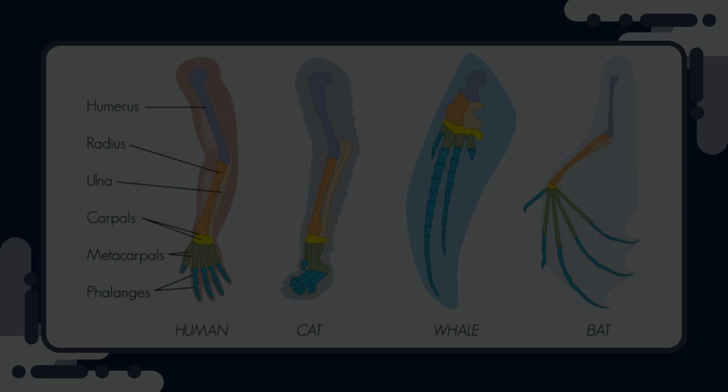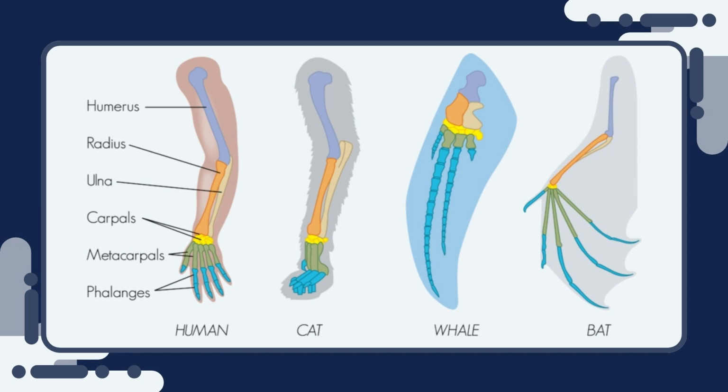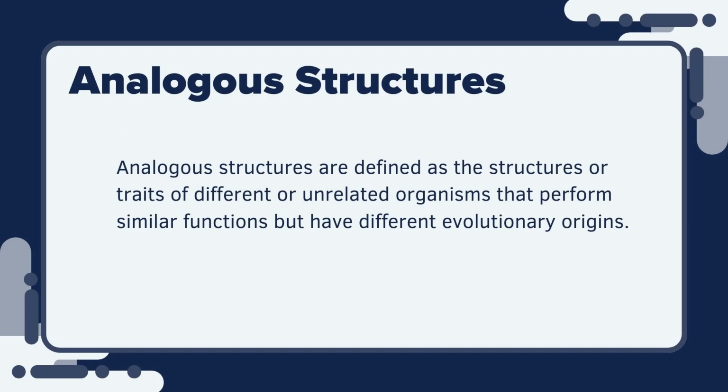Take this for example: a human arm, a leg of a cat, a fin of a whale, and the wing of a bat. They're all different species, but the structure of their bones are the same, which suggests that they came from a common ancestor.